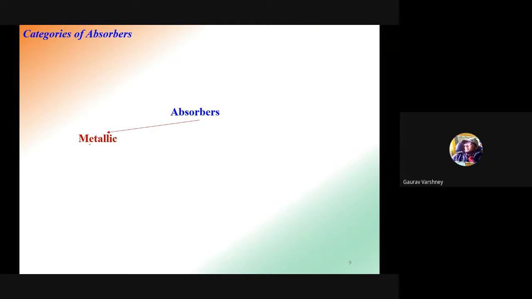First one is a metallic absorber, metal based absorber. Second one, metal free absorbers or dielectric absorbers. And third one is semiconductor based absorbers. This is the categorization of absorbing units based on the materials utilized in the implementation of a particular absorber. Okay, so first, if we are talking about the metallic absorbers, this is simple.